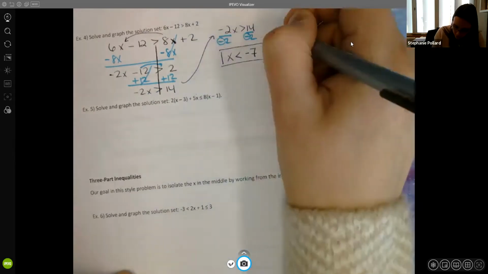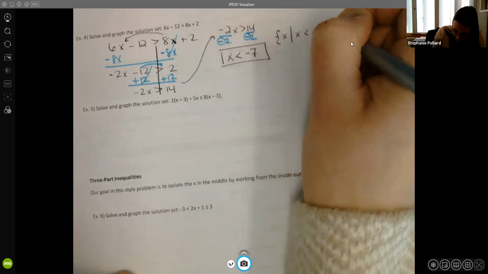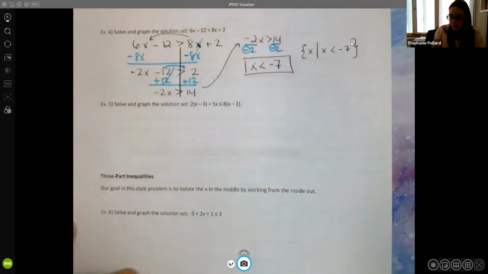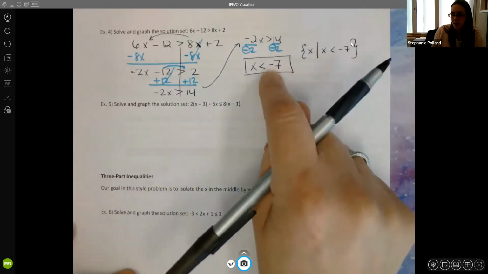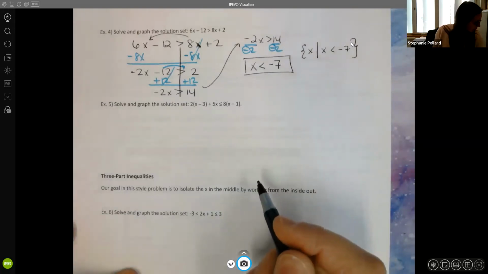I will say your book tends to like the more formal, so you may see it written like this. Same thing for the other problems too. You may see it more formally written like this for set builder notation. This is really the correct way, but a lot of times we accept this as a shortcut way. And we're just going to go ahead and graph.